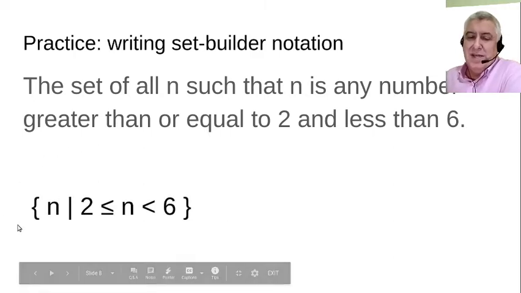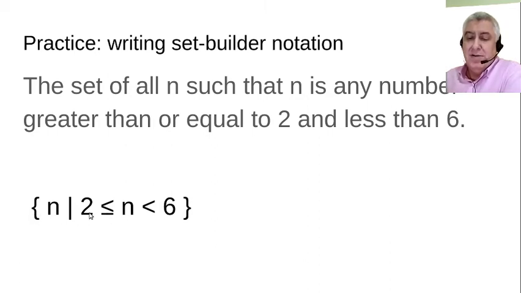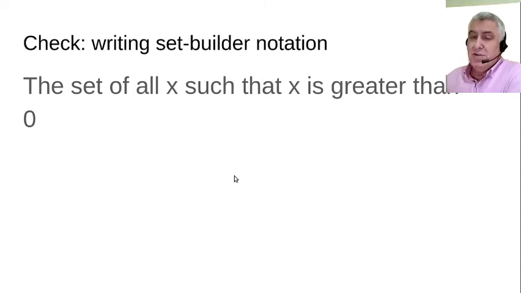Okay, so here's the answer. The set of all n such that n is greater than or equal to 2, 2 is less than or equal to n, n is less than 6. So that number is greater than or equal to 2 and less than 6. All right, so here's your real one. The set of all x such that x is greater than 0. So go ahead and write that answer for me. This one counts. Be careful.